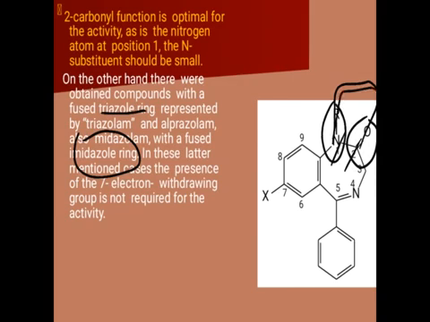So here the imidazole ring is formed due to the fusion, and if the imidazole ring is present, at that time, at the seventh position, an electron withdrawing group is not necessary. If it is present, it will show better activity, but if it is not there, then it will not affect the activity.